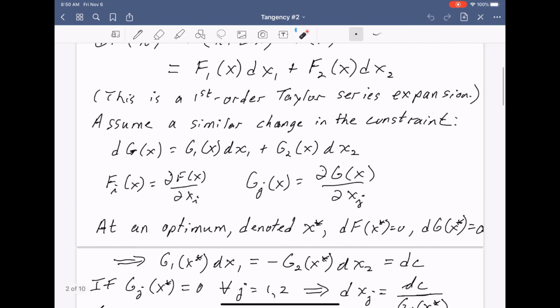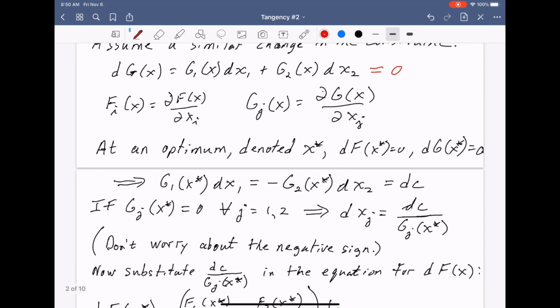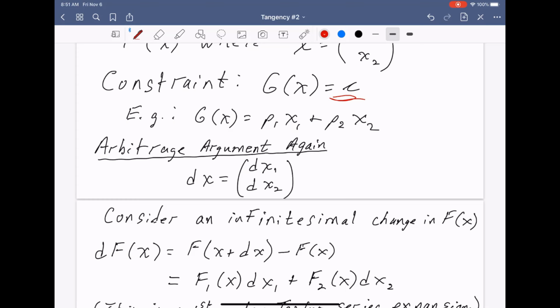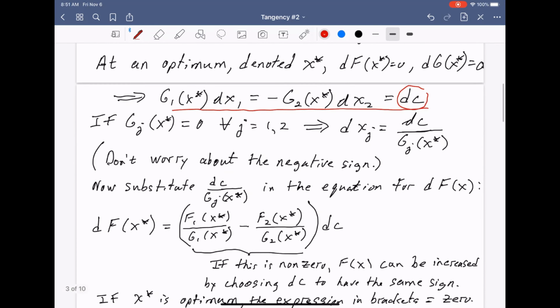So what we're doing basically is taking this equation here and setting it equal to 0. We set that equal to 0 down below, and we also assume that we get this little change of the right-hand side of the constraint over here. Given that, don't worry about the negative sign at this point, okay?